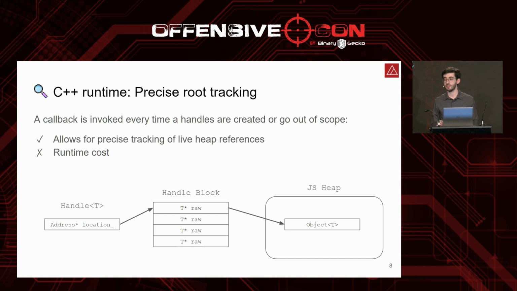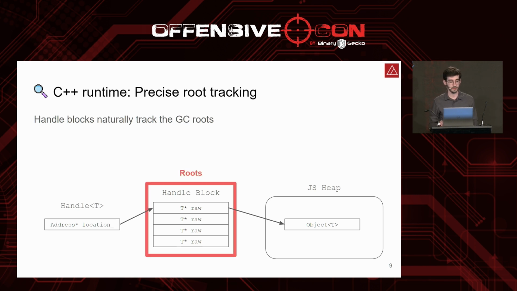Internally, the handles just add a level of indirection. So the handle points to an entry inside the handle block, which in turn contains the pointer to the actual object on the JS heap. So these handle blocks are updated whenever handles are created or destroyed, so they naturally track the set of roots.